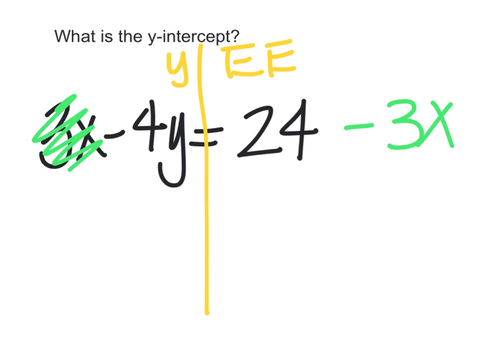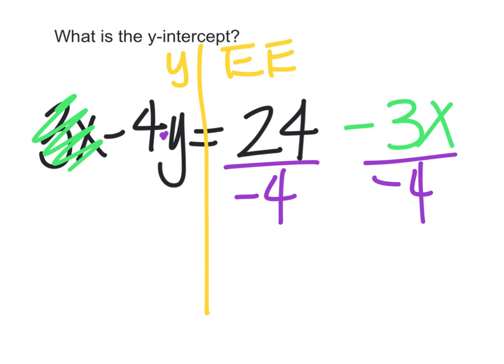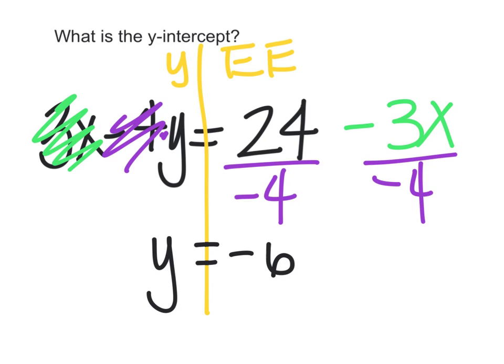Then I'm going to need to get rid of the negative 4 that's in front of y, which is multiplied. So I'm going to divide by negative 4, and that's gone. And when I do that, I get the equation y equals negative 6 plus 3 over 4x, because a negative over a negative is a positive.